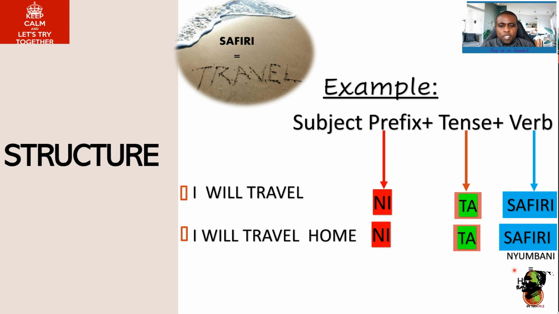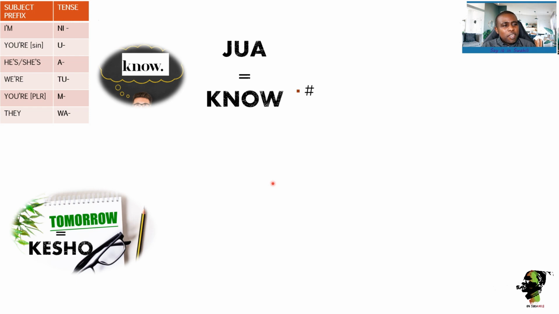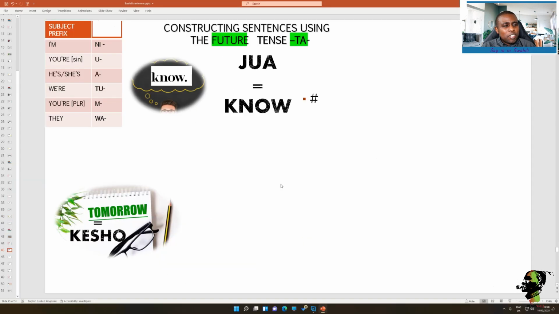We've got our new verb here, and the verb that you're going to be using in this context is jua, which means know. Jua means know. As a noun, jua means the sunshine. So you can see the sunshine and knowing, the sun illuminating, jua, know. Again, we've got our ni, u, a, tu, m, wa as our subject prefixes, and our tense is the ta. And we've got a new noun again. I'm fond of introducing nouns. Kesho. Tomorrow. Kesho. How good is that? The future, ta, and kesho.